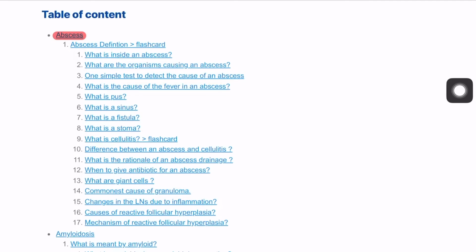So before the exam, I will probably need to go through all these questions without having to read all the answers, just to make sure that I remember every single question. And let's say I am stuck at the definition of a fistula, I'll just click here and reach the definition very easily, and I'll be able to revise effectively and efficiently as well.